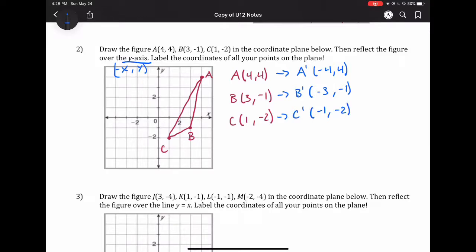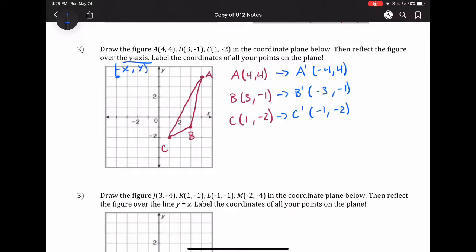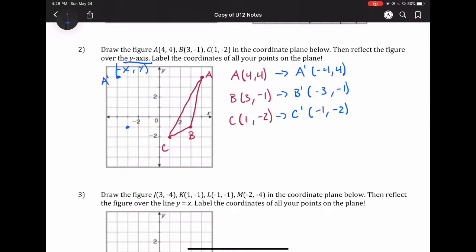Now I have my new points, and now I want to go ahead and get those plotted on the graph. So I'm at the point negative 4, 4. That's my new a. Negative 3, negative 1. That's my new b. Negative 1, negative 2 is my new c. If I connect those points, I should have a perfect mirror image of the original shape, and that looks good.